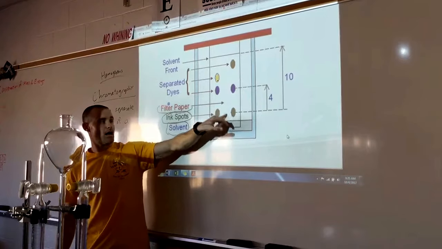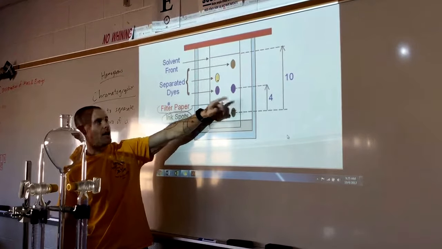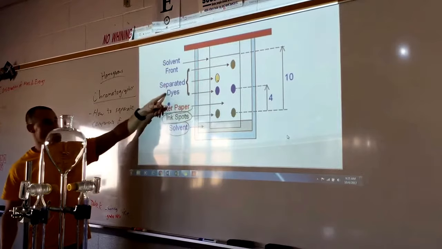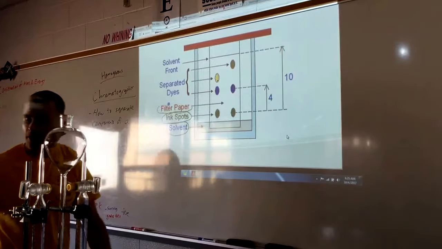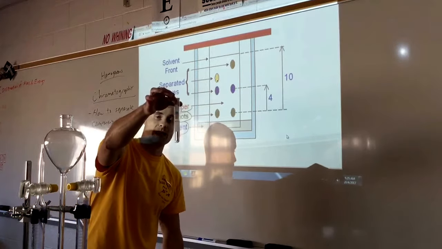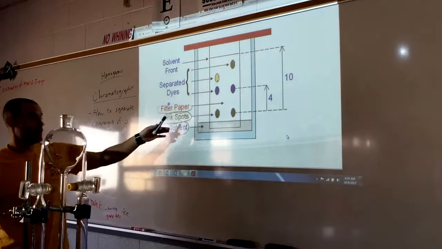So water climbs up. It dissolves the ink as it passes through the ink, and then these are the different components in the ink, separated dyes, just like here. So we have different components here. We can show Skylar, there's the different colors in black ink. All right.